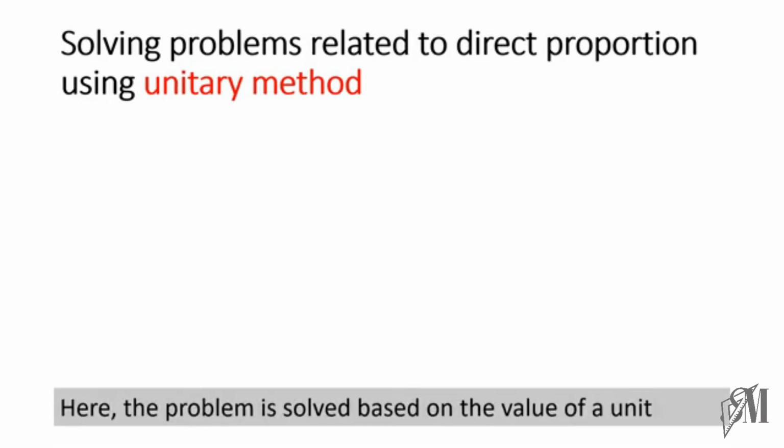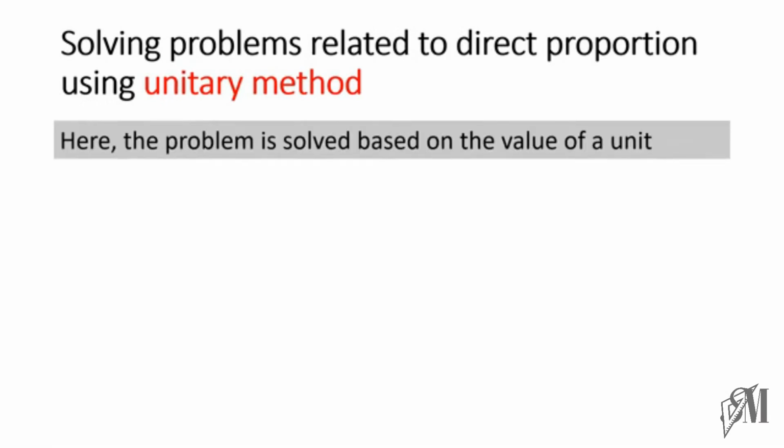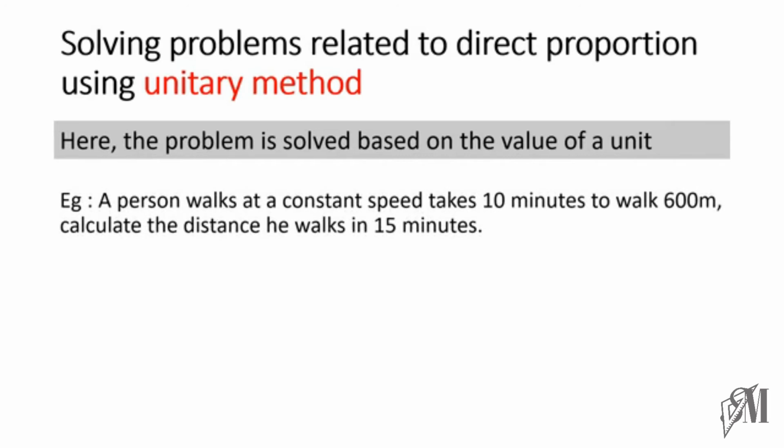Right. There are a few methods that you can follow to solve problems related to direct proportion. The first method we are going to discuss is the unitary method. Now here, what we do is, when the problem is given, we solve it based on the value of 1 unit. So now look at this example.